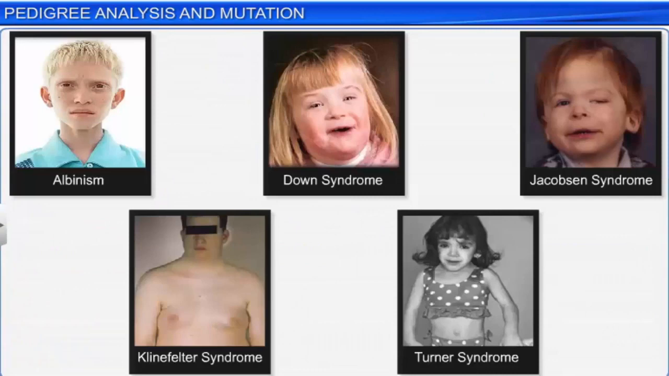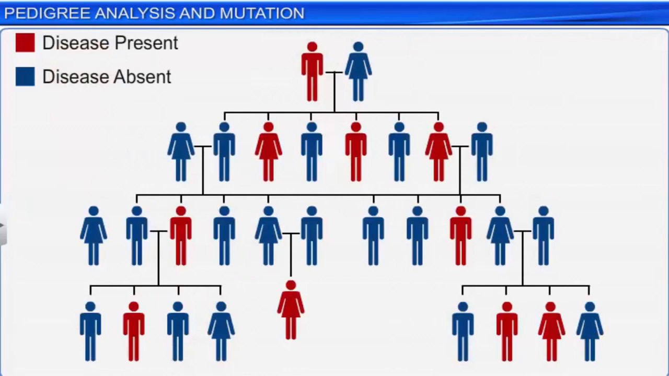These are a few images of people suffering from various hereditary disorders. A hereditary disorder is a condition that is genetically passed on to one's offspring. For a long time, human beings have been aware that certain disorders are passed on from one generation to another.